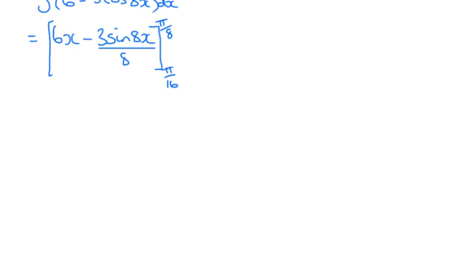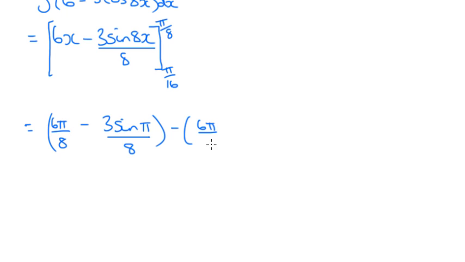So now we can substitute our numbers in. Substituting pi over 8 first, we're going to get 6 pi over 8, obviously, minus 3 sine 8 lots of pi over 8. So that's just sine pi divided by 8. Minus what we get when we sub in pi over 16. So that's going to be 6 pi over 16. I'll simplify all this in a minute. Minus 3 sine 8 pi over 16 is going to be the same as pi over 2.